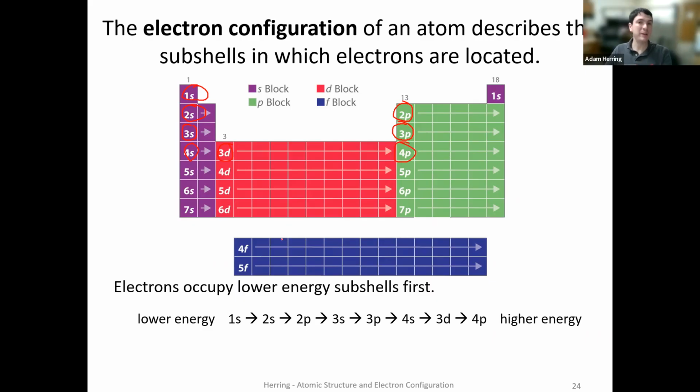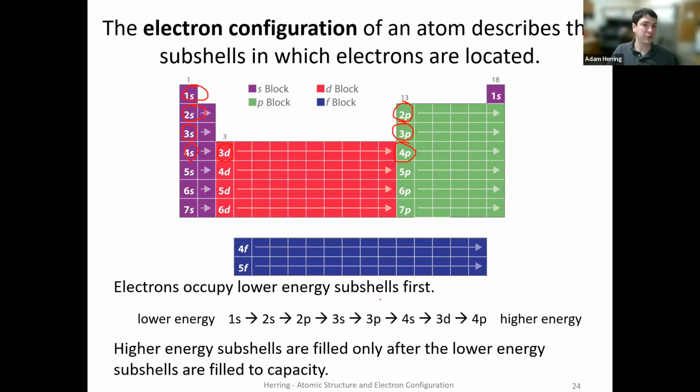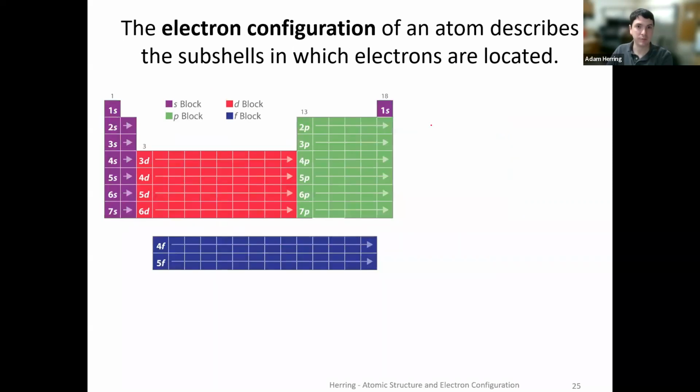And that's the ordering you would get if you read from left to right and top to bottom, reading it across the blocks of the periodic table. And so the higher energy subshells, the ones that are farther down, only become filled after we have filled all of the lowest energy subshells first. Let's take a look at some examples.